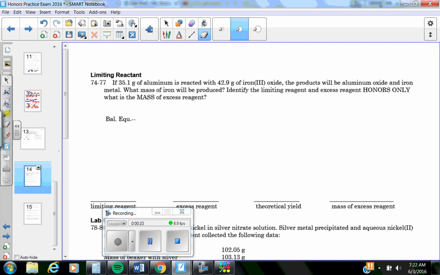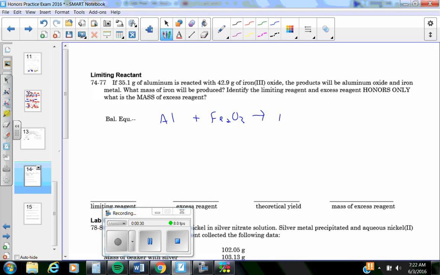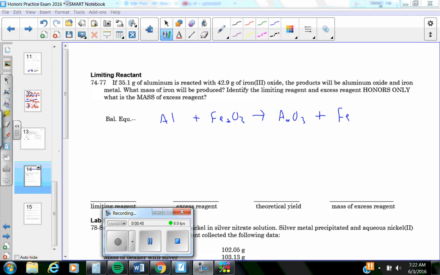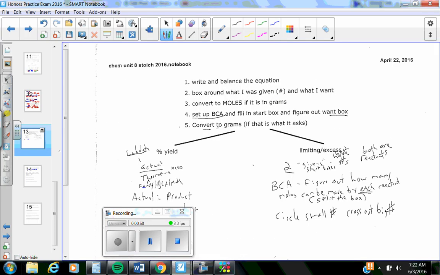Step 1 is always write and balance the equation. This one I'm going to have to do. Aluminum reacted with iron 3 oxide to give you aluminum oxide and iron. Make sure you have the right reactants and formulas so it balances correctly. Looks like I need 2 irons on this side, 2 aluminums on this side. Step 1, check, got a balanced chemical equation.